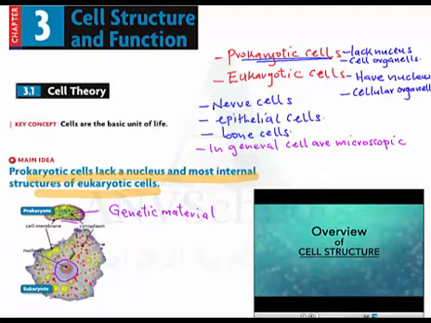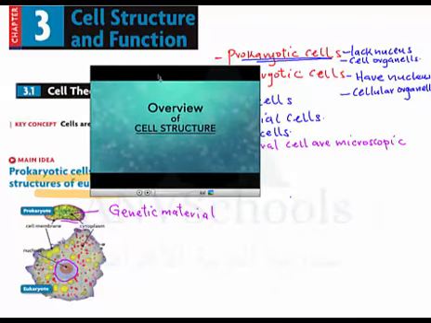Other features that make them different are other organelles that are found in eukaryotic cells and not in prokaryotic cells. Within the membrane, a cell is filled with cytoplasm. So let's look at this in detail through an overview with a video.